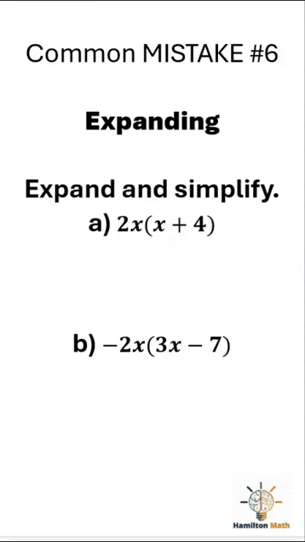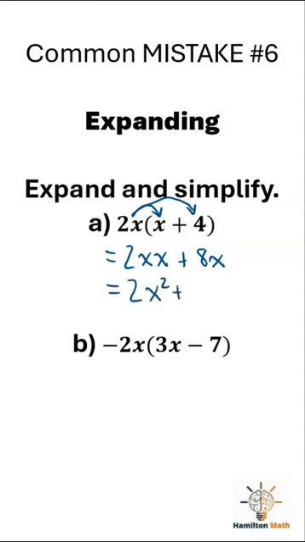Here's how to do this correctly. 2x times x means, if you want to write it out in expanded form, you could write 2 and 2x's. And then we're multiplying the 2 times the 4, which gives me 2 times 4 is 8, and we have 1x. So we could write that as 2x squared plus 8x. And that is the correct answer.